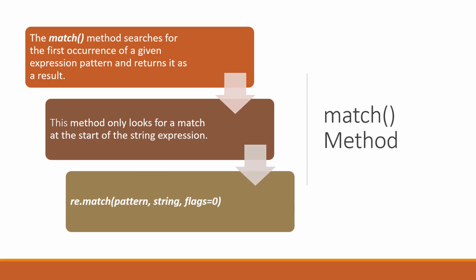Now to utilize this function, we need to follow this syntax, which is re.match, and within this match method we can use 3 parameters. So the very first is the pattern, which is used to define the pattern. Then we have the string, and in the last we have the flags parameter. So now let's understand the use of this match method with the help of an example.